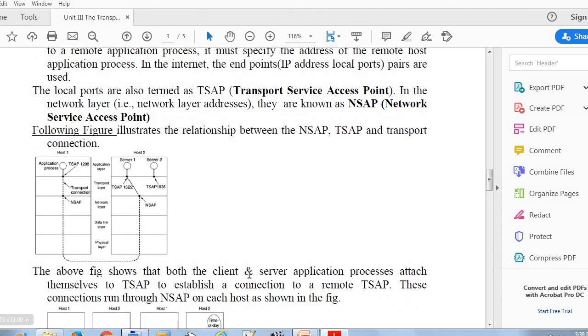The above figure shows that both the client and server application processes attach themselves to a TSAP. So both client and server, or host 1 and host 2, will attach themselves to this TSAP. How this process attaches to the TSAP is not important, because that will be taken care of by the operating system. You may have a doubt how this process will attach to TSAP 1208 or 1522 and so on. That will be taken care of by the operating system.